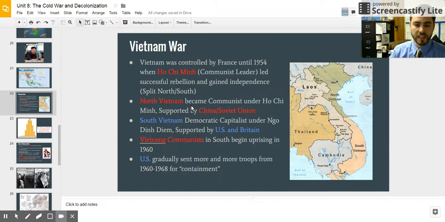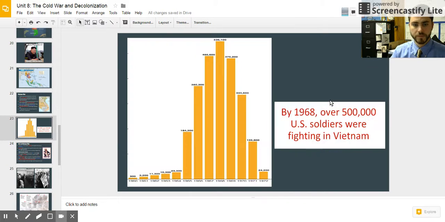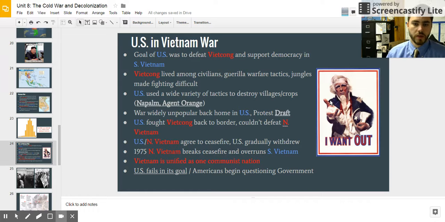But the U.S. goal, again, is to contain communism and make sure it doesn't spread any farther. And so they sent in troops to make sure the North stayed communist and the South stayed capitalist. But they're not trying to necessarily invade the North just yet. All right, so the United States is going to support democracy in South Vietnam, try to take out that Viet Cong rebel force.